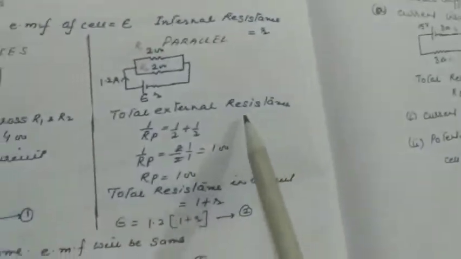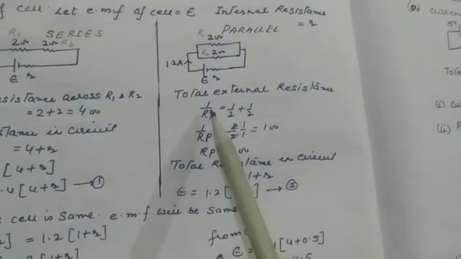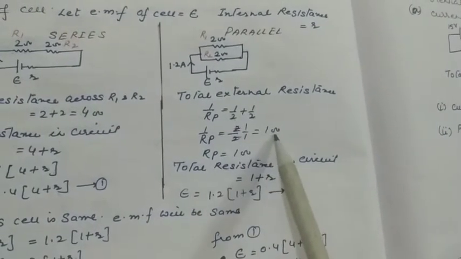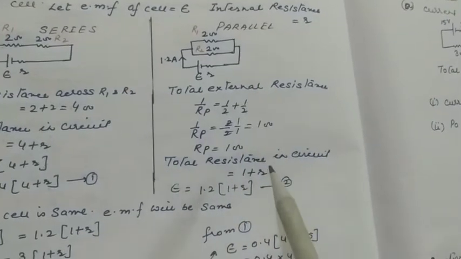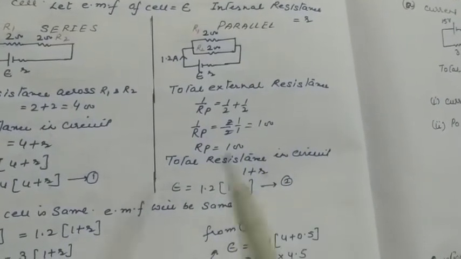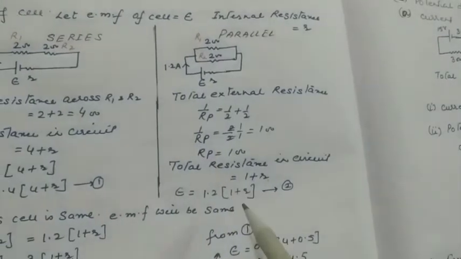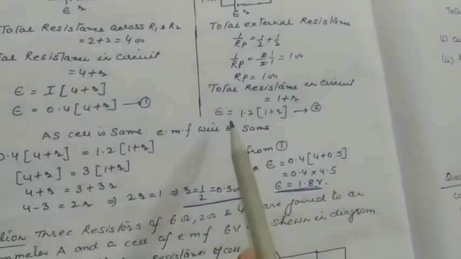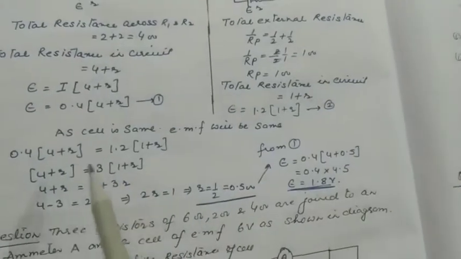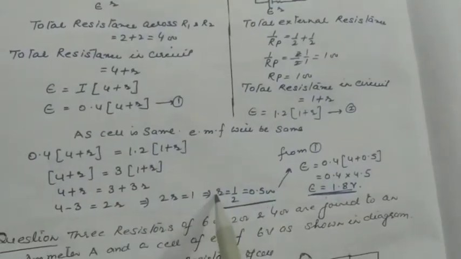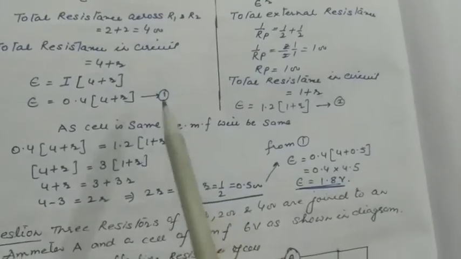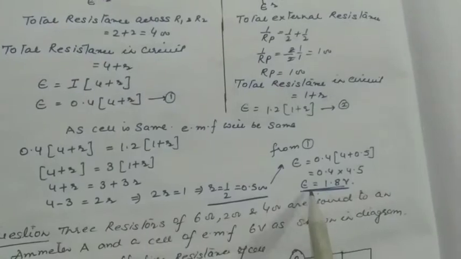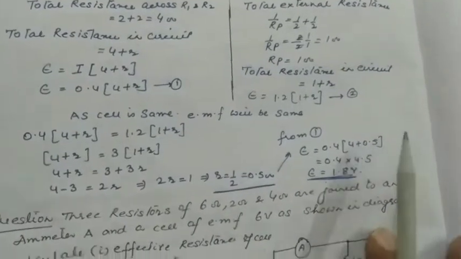Now come to the second case. Again total resistance: 1 upon Rp is equal to 1 upon 2 plus 1 upon 2. What is the value of Rp? 1 ohm. And the internal resistance is R, so total resistance is 1 plus R. So what is the current? 1.2 ampere. Now we equate them, because on both sides the EMF is the same, because the cell is the same. So we will equate and find out the value of R. Now this value of R we can substitute here or here. You can easily find out epsilon, meaning the EMF of the cell.